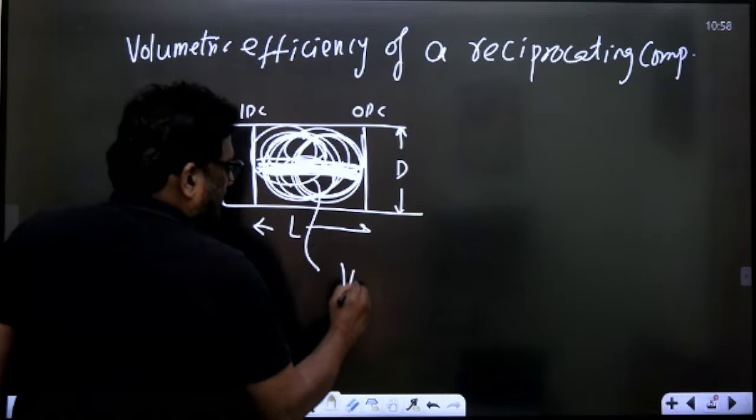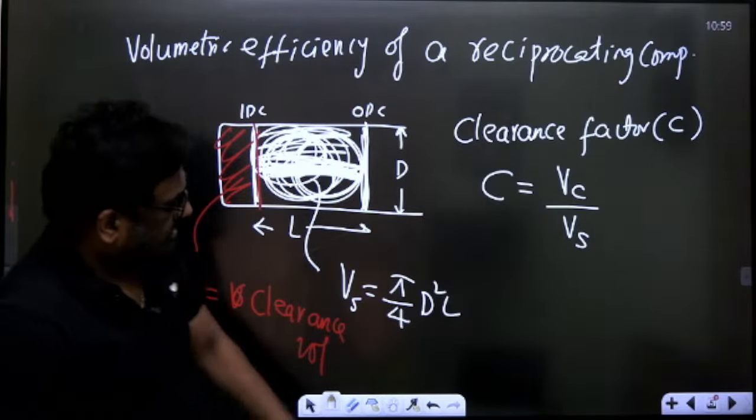So let me write very clearly. Clearance factor, and that I designate with C. The clearance factor is defined as the ratio of clearance volume to the swept volume, Vc by Vs. Is it clear, my dear students? देखो, clearance volume to the swept volume इसको बोलते हैं clearance factor.